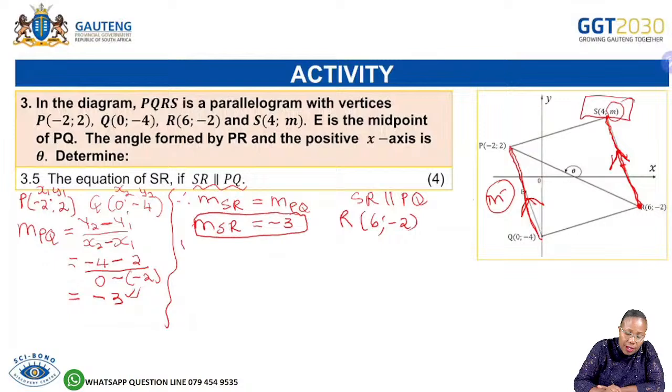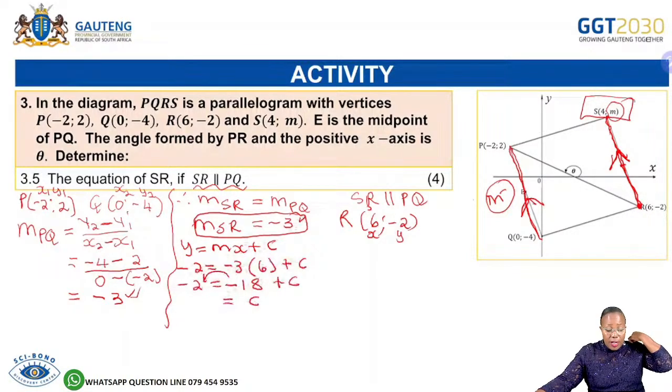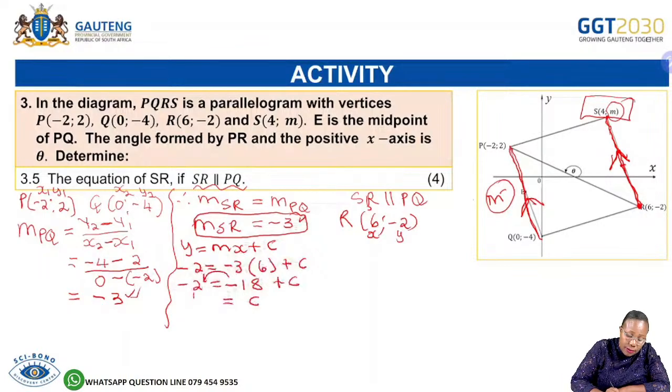So now if a learner decides to use y = mx + c, we'll have this point as x and y here. So y will be -2, the gradient -3, and the value of x 6, plus c. -3 times 6 is -18, so -2 = -18 + c, and then c will be equal to 18 - 2, taking the -18 to the left-hand side as positive 18. Positive 18 minus 2, that will be 16.